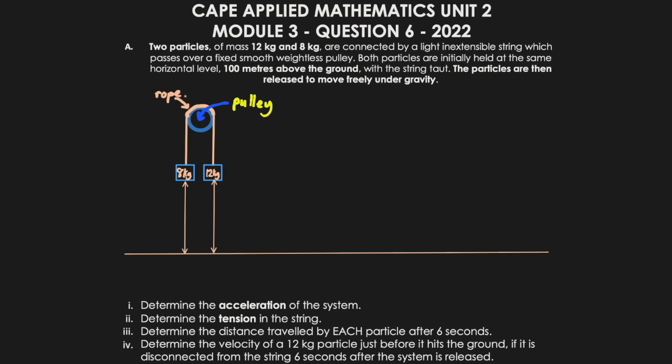So this here is a string. I have it as rope. Maybe I should change it to string, which passes over a fixed, smooth, weightless pulley. Both particles are initially held at the same horizontal level, 100 meters above the ground.